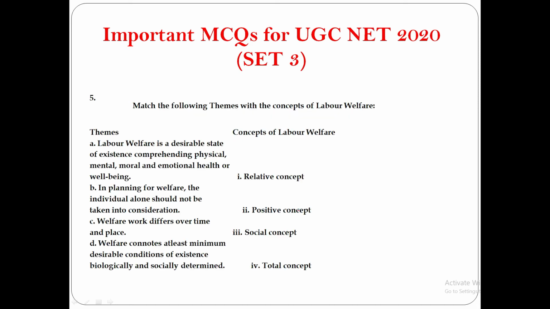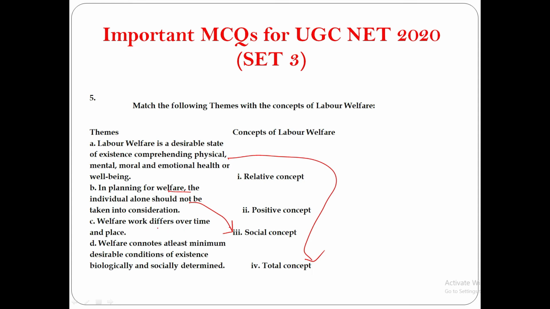Next, match the following. Like we have already discussed this. Labor welfare is a desirable state of existence comprehending physical, mental, moral, and emotional well-being. So this is nothing but the total concept. Now, in planning for welfare, the individual alone should not be taken. That is the social concept. It says that their family and their society also should be considered.